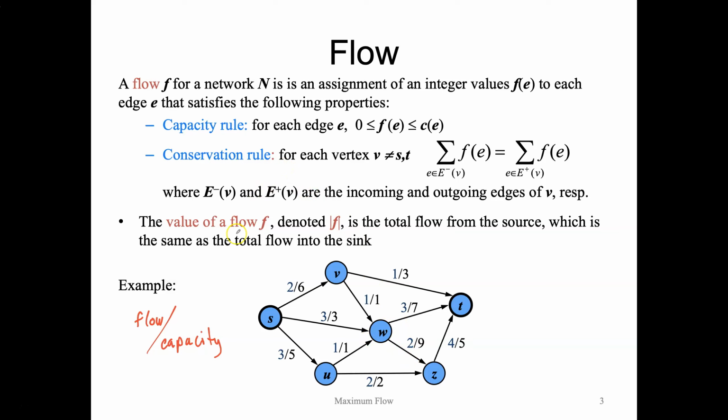Now the value of a flow, which is denoted this way, is the total flow from the source. Because of the conservation rule, this is the same amount as the total flow into the sink, and equivalently the total flow going into the sink and coming out of the source. So for example, on this graph, the total flow F is 8. This is how much is coming out of the source, and this is also how much flow is going into the sink.